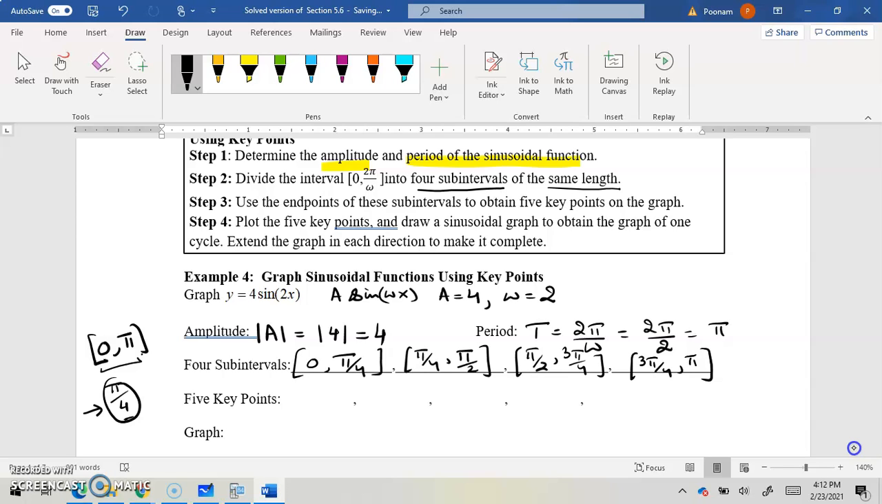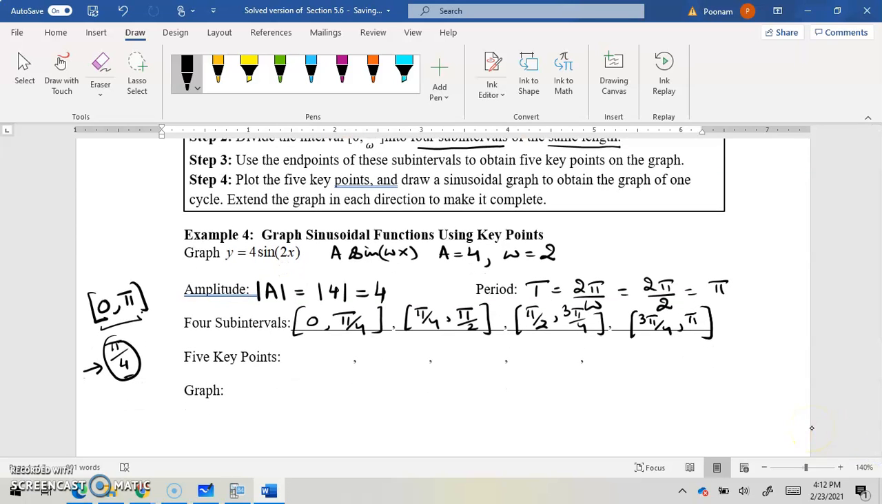Okay, so we have divided. These are the key points. So what are the 5 key points? 0, pi by 4, pi by 2, 3 pi by 4, and pi.